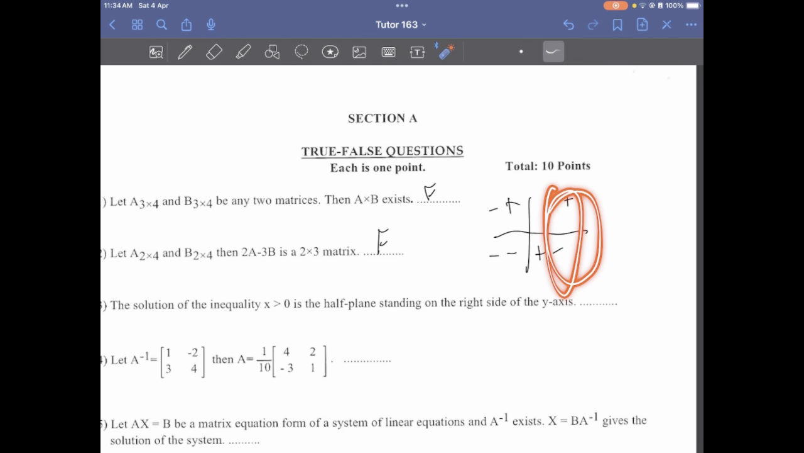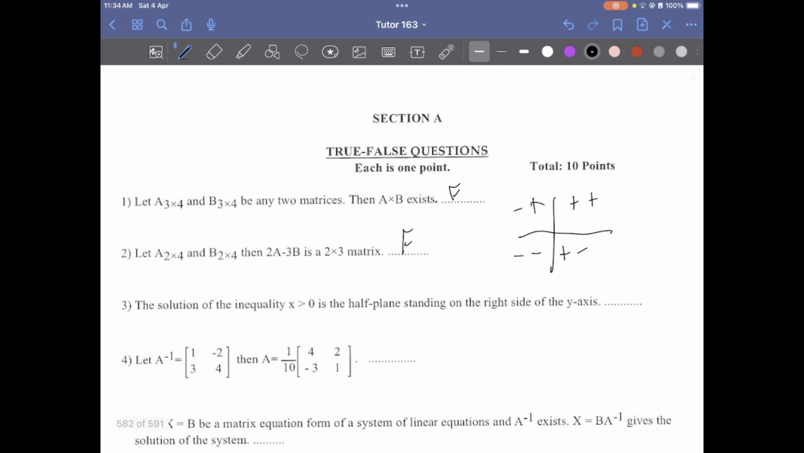So this is the right side, and they are saying this is where x is greater than 0. If you see, x is positive up here and x is positive down here. So this is true, because on this half of the plane, x is greater than 0. So that's why that's true. Okay.